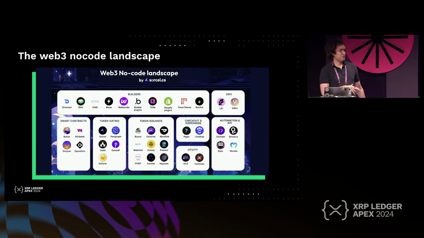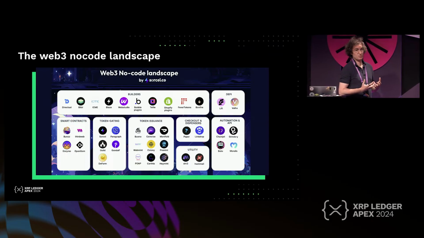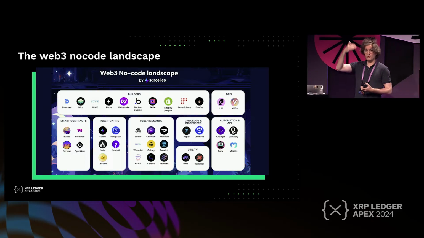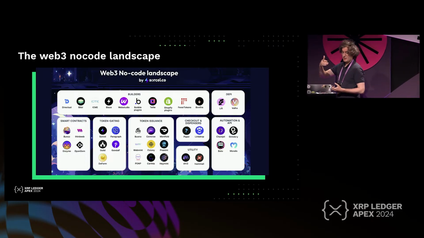When you're on the EVM, you might want a tool to deploy smart contracts. So you have quite a lot of tools to help you do that. What we call token issuance is tools that enable you to create your token and have a mint page where people can buy it or claim it.